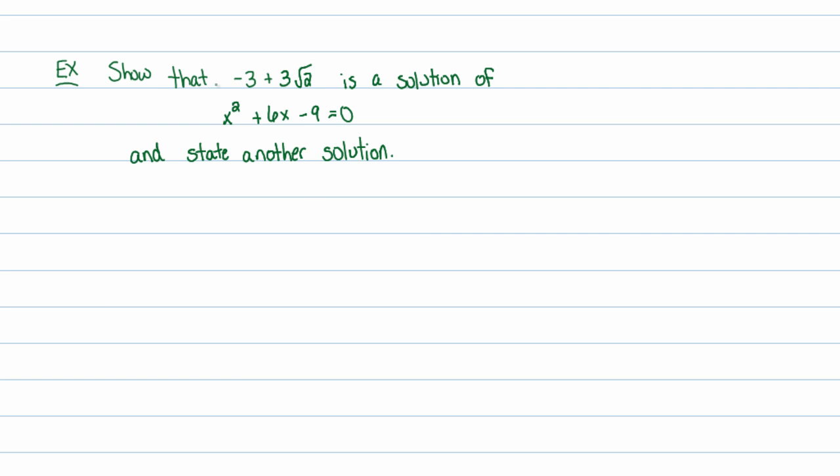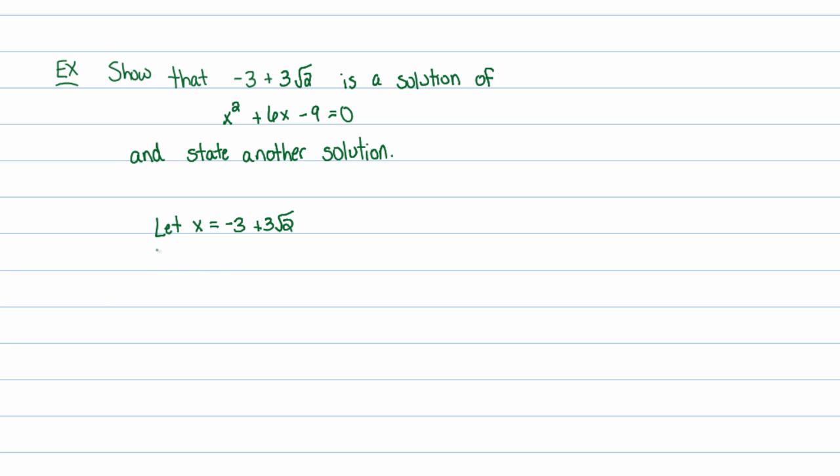So let's show that negative 3 plus 3 root 2 is a solution of the following quadratic equation. And then after that, let's go ahead and state another solution to that quadratic equation. To show that this is a solution, we're just going to plug it in. We're going to let x equal negative 3 plus 3 root 2. That's how you show that something solves an equation.